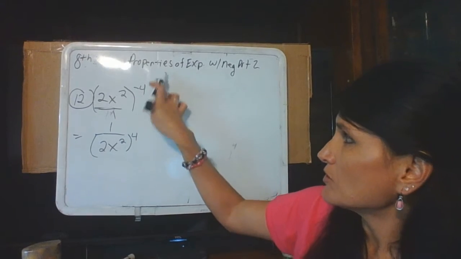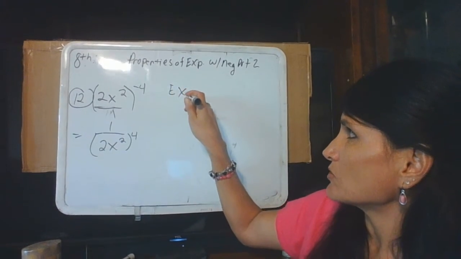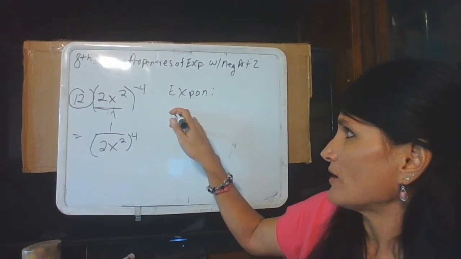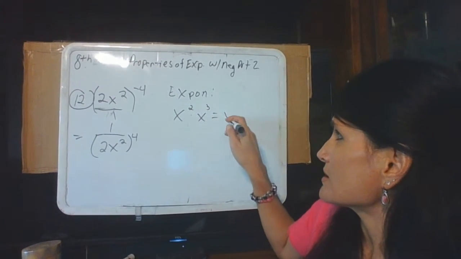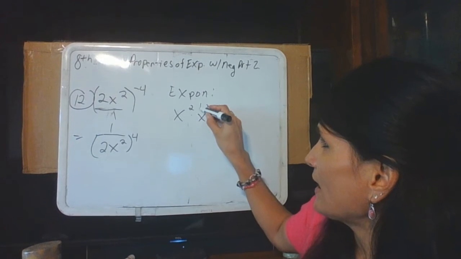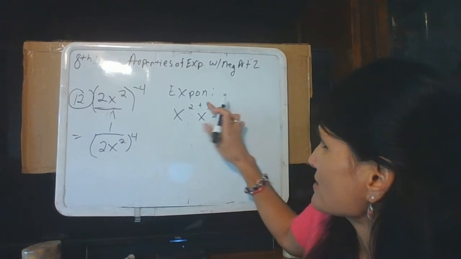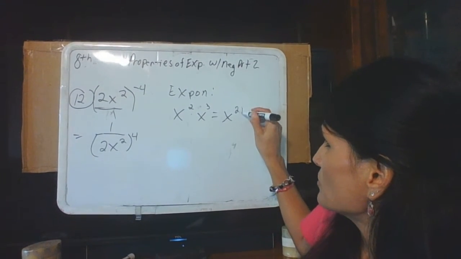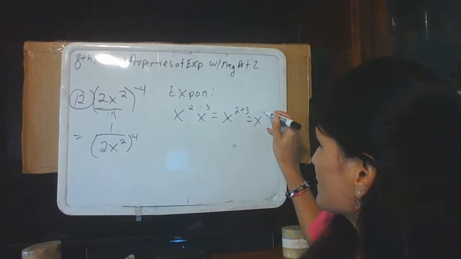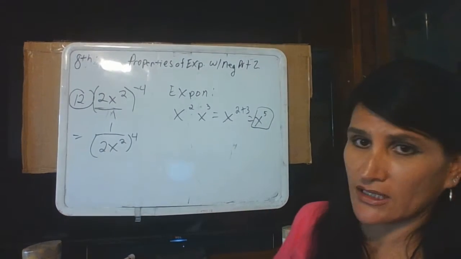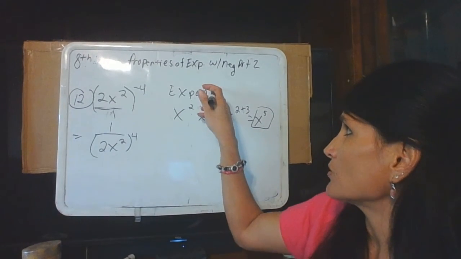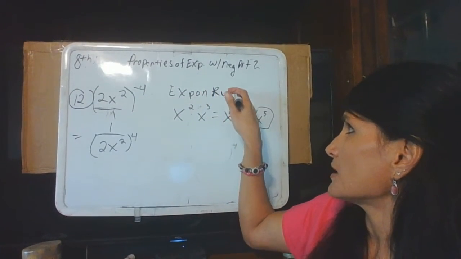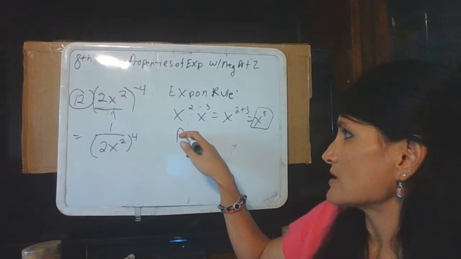So the power rule. First of all, the exponent rule states that when you have two bases that are the same, you leave the base, but you add the exponent. So this is going to equal x to the 2 plus 3, which is x to the 5. So when the bases are the same, you add the exponent. This is called the exponent rule. But the power rule is a little bit different.